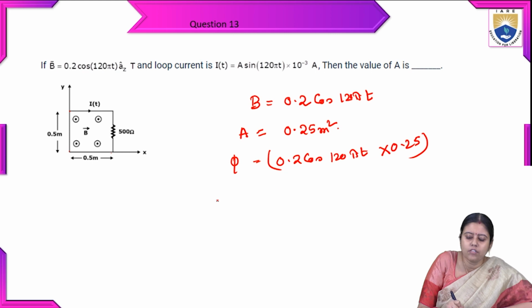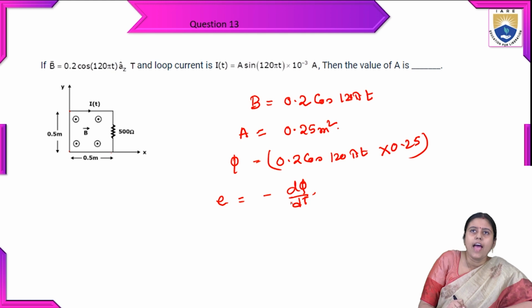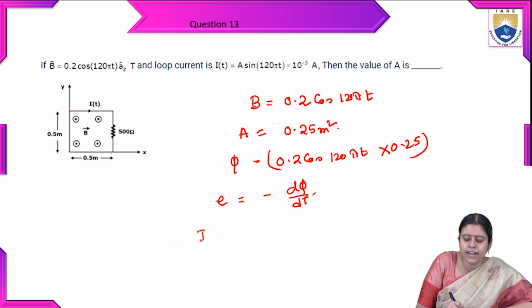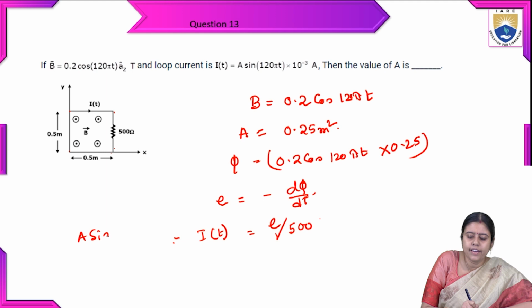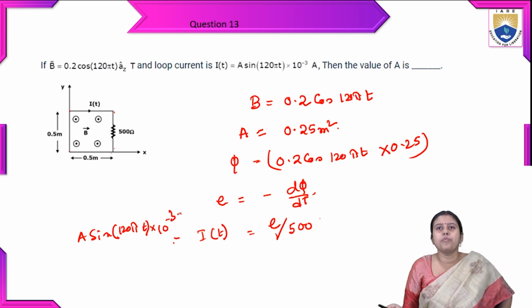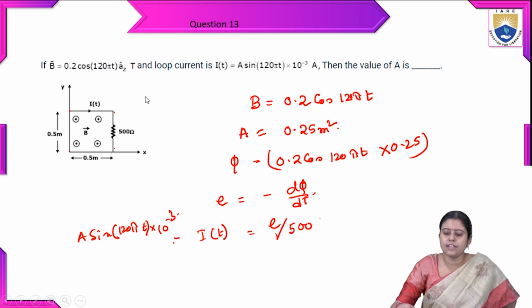So what is the value of the induced EMF? Induced EMF is equal to d phi by dt. And what is the value of I(t) then? I(t) is equal to induced EMF by resistance. The resistance value is given as 500. So E by 500 equals A sin 120 pi t into 10 to the power minus 3. So if we solve this equation, we can get the value of A.